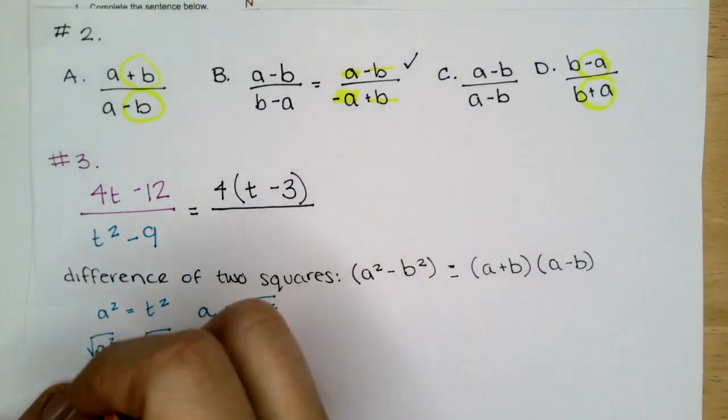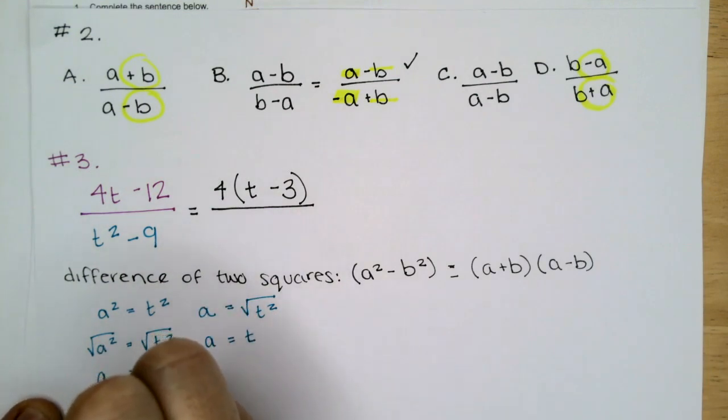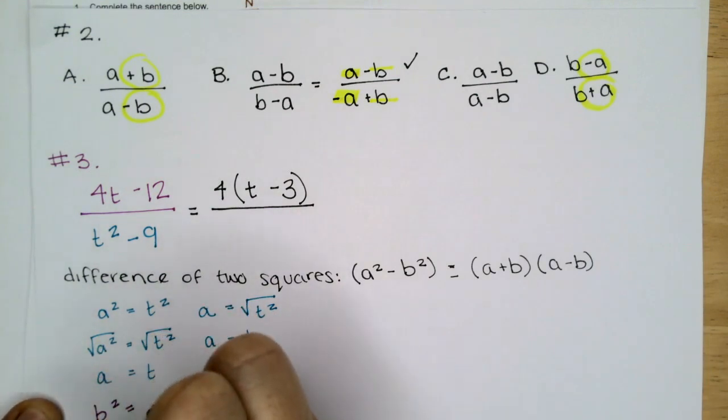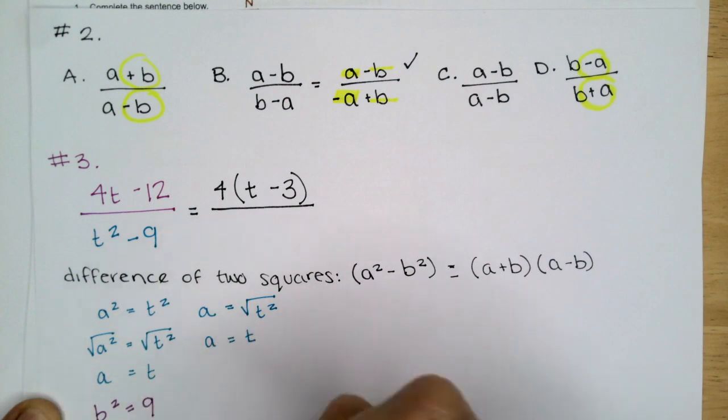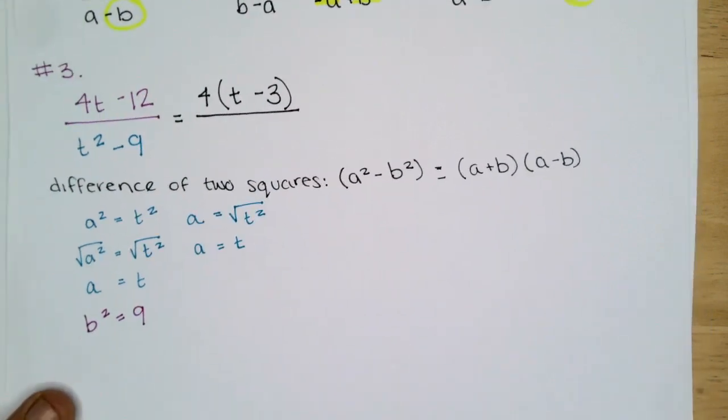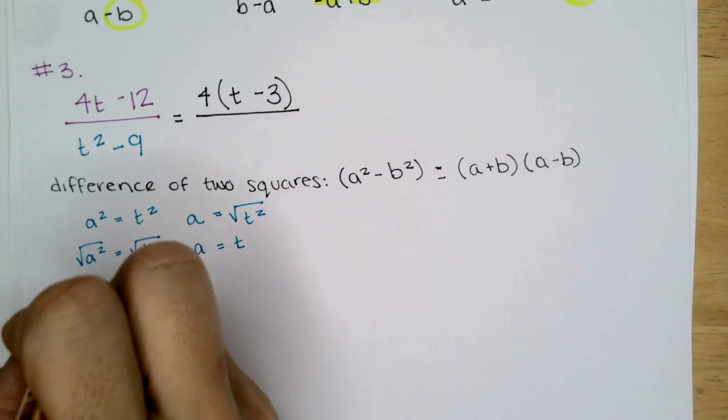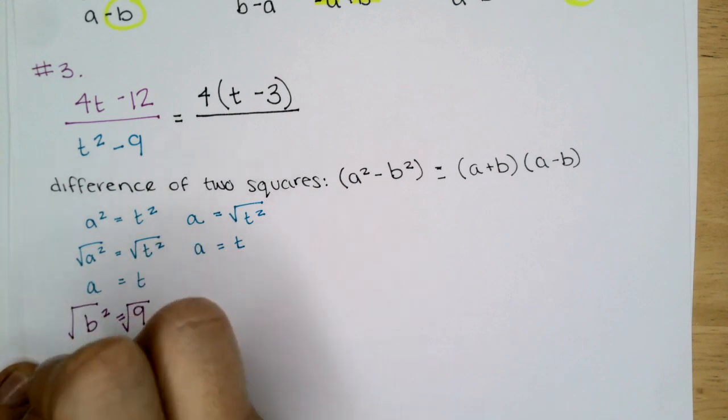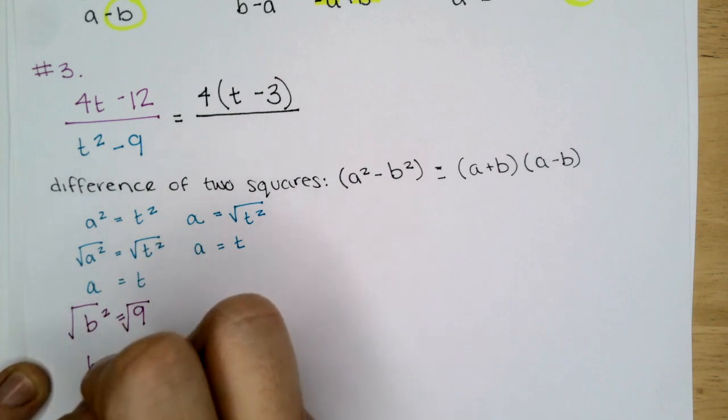And then b, same thing. B squared is 9. I don't want b squared, I want to find what b is. So I take the square root, take the square root. B is, the square root of 9 is 3.